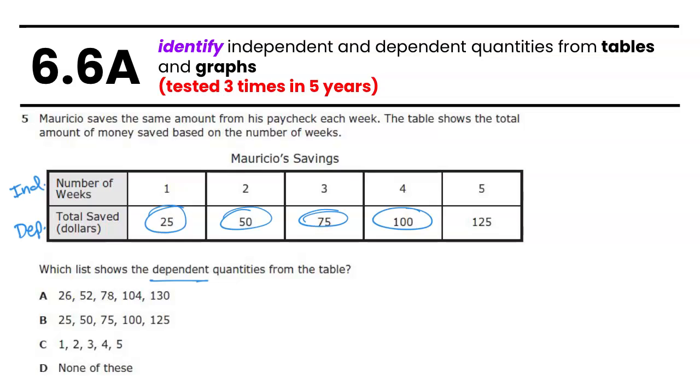So what are my dependent quantities? 25, 50, 75, etc. We need to make sure that we get the entire list.